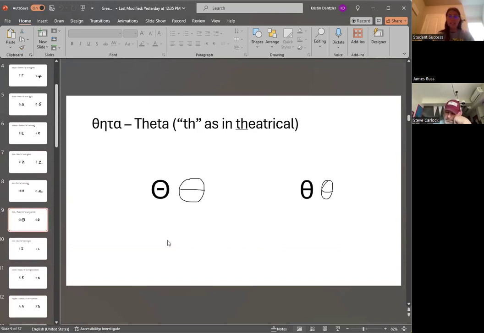Theta is a TH sound. Capital letter is an O with a line right in the middle of it. And then the lowercase is more ovular. It's going to be smaller than that. You just draw an oval and then just kind of curl a line right through the middle.